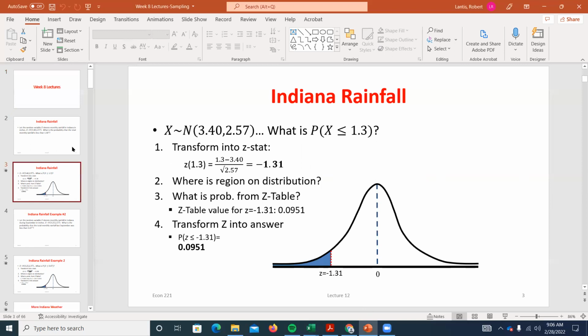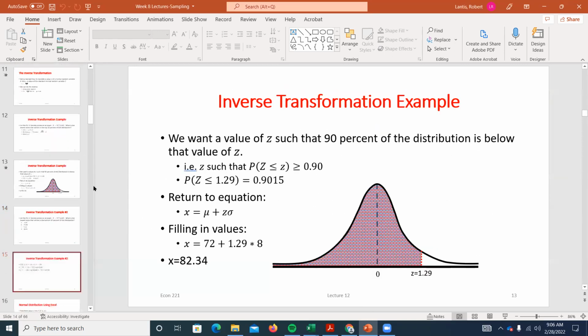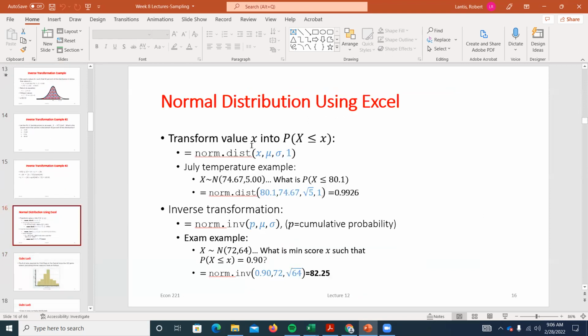So, I threw in some old slides here from last week. These are some examples that we worked through. We got to the inverse transformation formula. I then have this normal distribution in Excel slide, and this is a good reference, but we'll work through some of this just to start out today. So we'll work through a couple other problems as well as doing it in Excel.